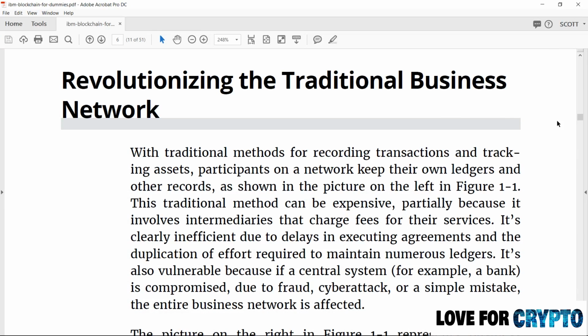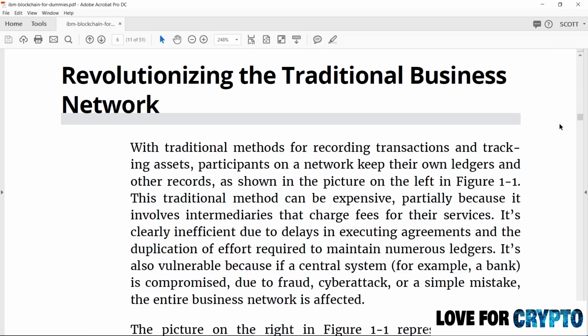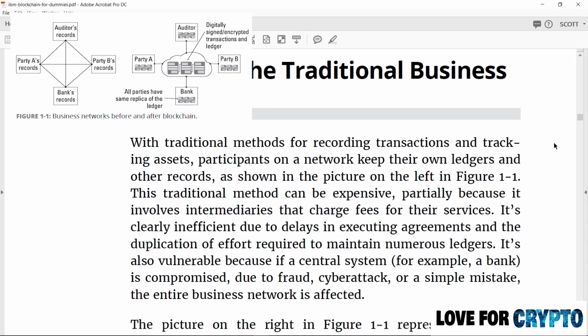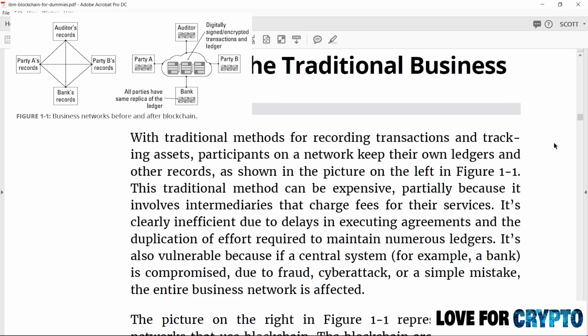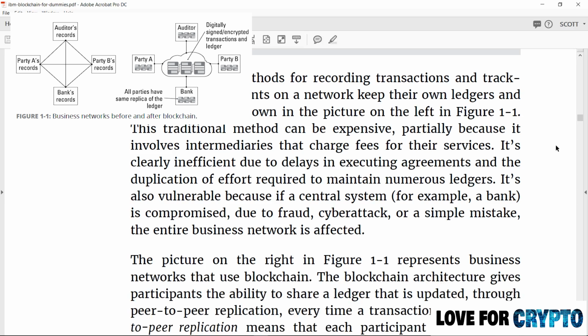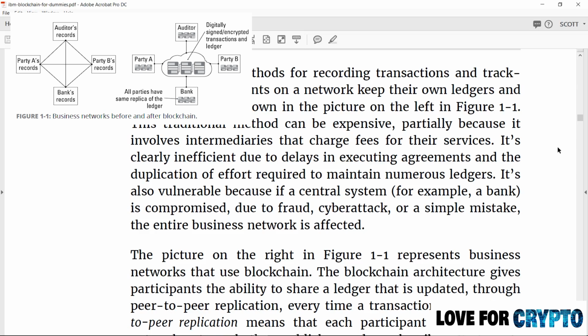Revolutionizing the traditional business network. With traditional methods for recording transactions and tracking assets, participants on a network keep their own ledgers and other records, shown in the picture on the left in figure 1.1. This traditional method can be expensive, partially because it involves intermediaries that charge fees for the services. It's clearly inefficient due to the delays in executing agreements and the duplication of effort required to maintain numerous ledgers.